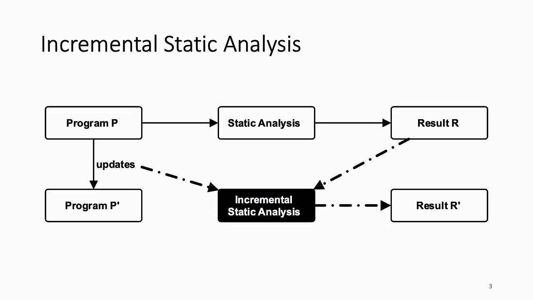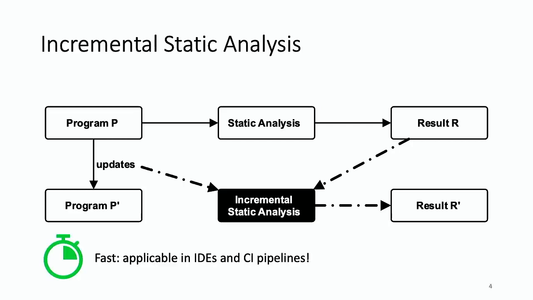Okay, so to speed up the analysis, you can adjust the workflow to use an incremental analysis. Based on the program changes, an incremental analysis updates the prior result rather than entirely recomputing it. In doing so, you will only update the part of the result that was affected by the changes, and this, of course, saves you some valuable time. This reduction of the analysis time will then allow you to use the analysis, for example, in an IDE or CI pipeline, exactly where developers need these results.